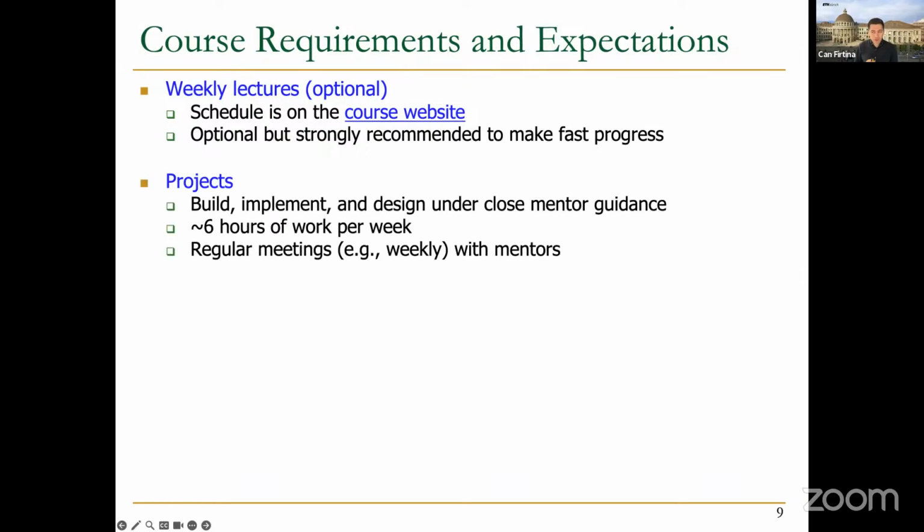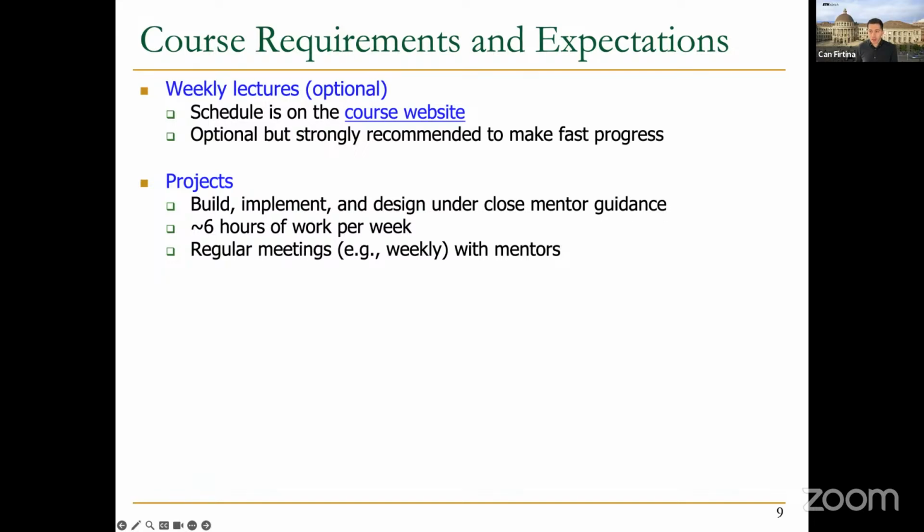Projects are the core part of this course. What you're going to be doing is building, implementing, and designing under close mentor guidance. We expect that you're going to spend around 6 hours of work per week on the projects that you're going to be assigned to.